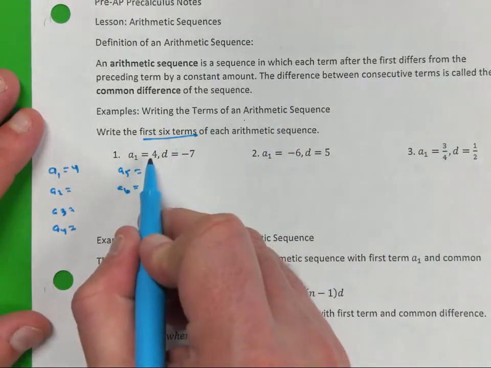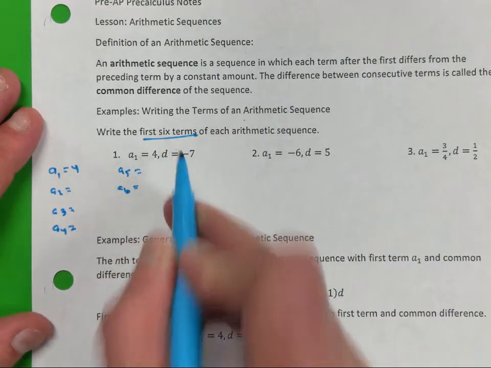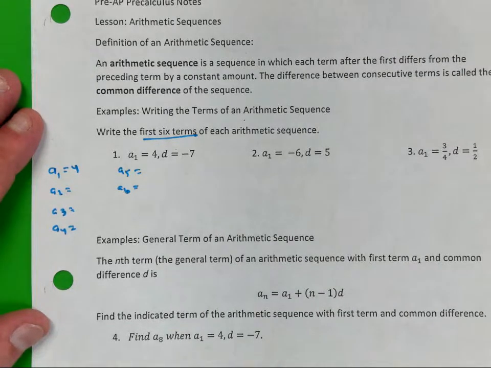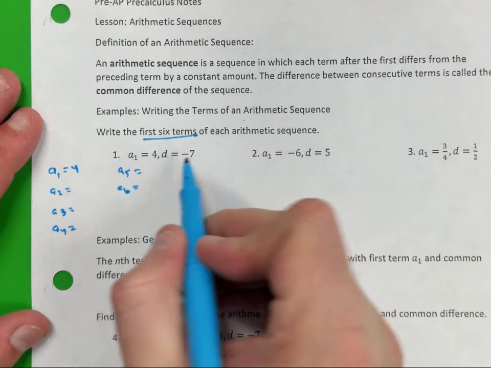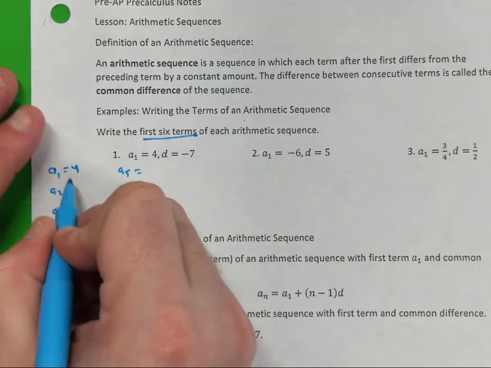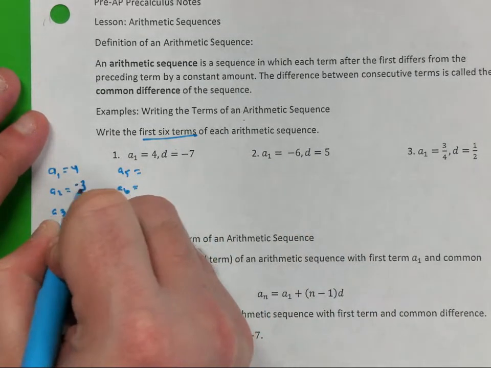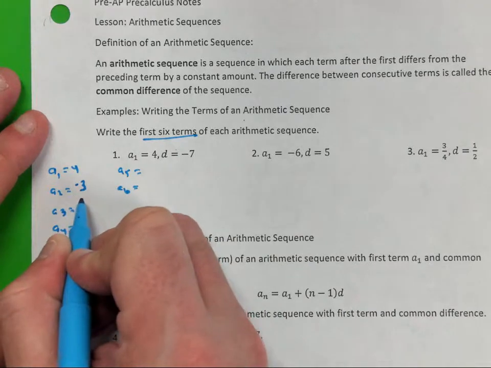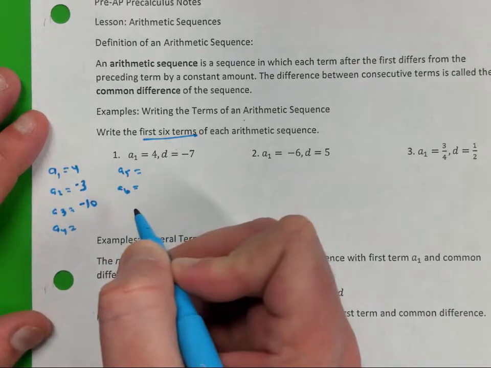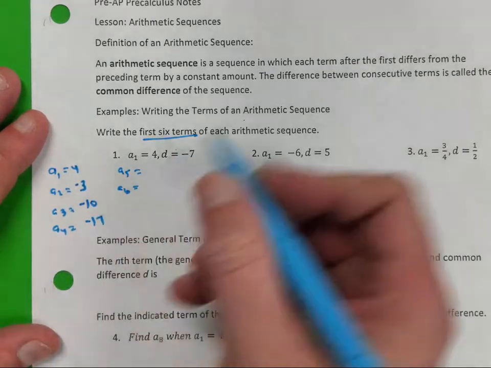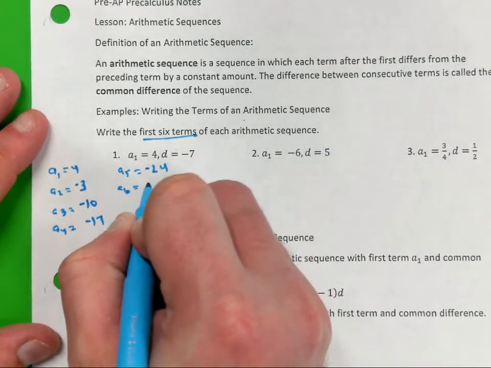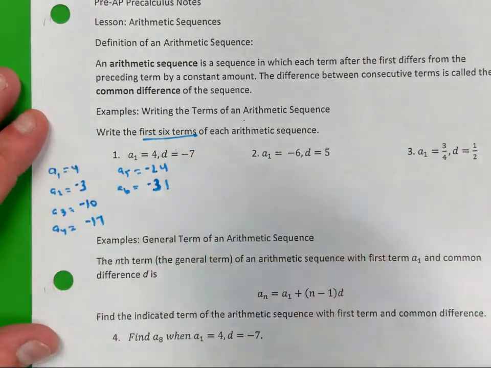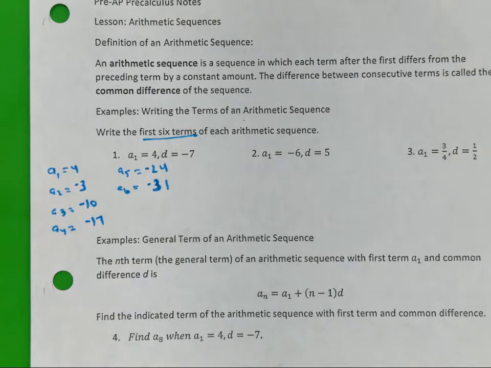If my first term is 4 and my common difference is negative 7, what am I adding to each term? I'm adding negative 7. So what's 4 plus negative 7? Very good. Negative 3 plus negative 7. And then negative 17, negative 24, and negative 31. And those will be my first 6 terms.